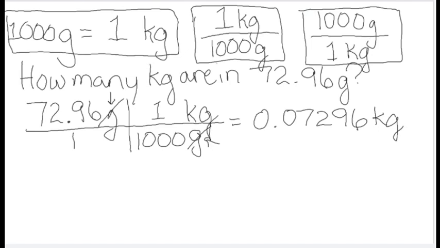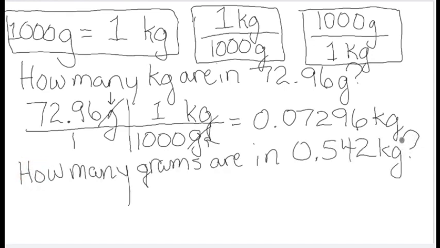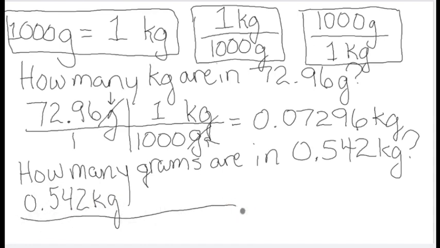Let's do another one. How many grams are in 0.542 kilograms? So again, I'll find my given. My given comes with the numbers, 0.542 kilograms. And there's no units on the bottom, so I will put it over 1.